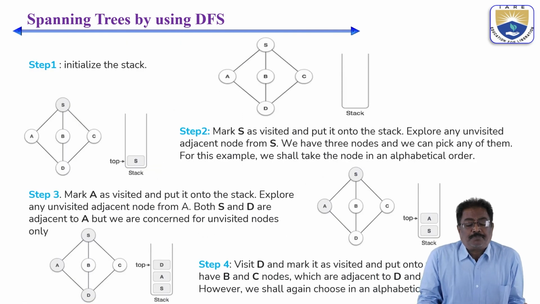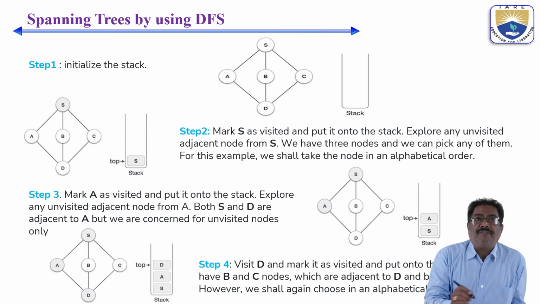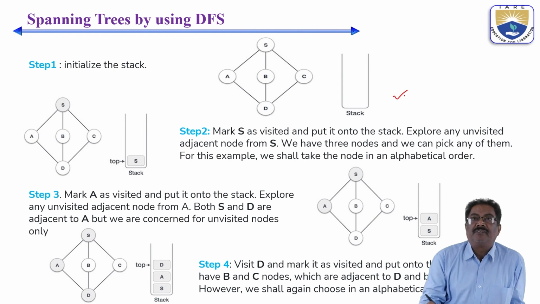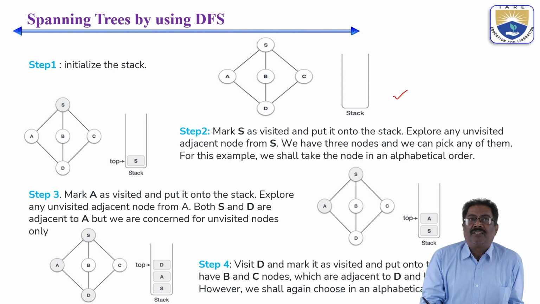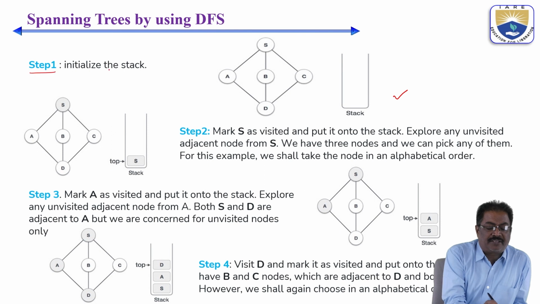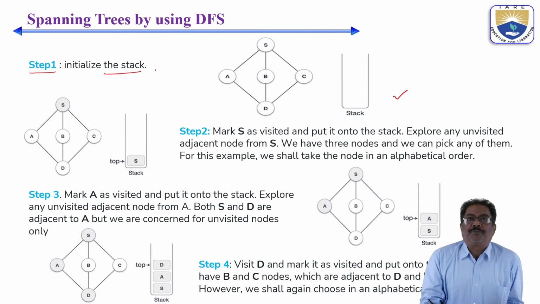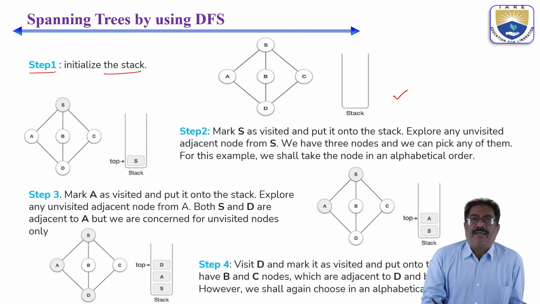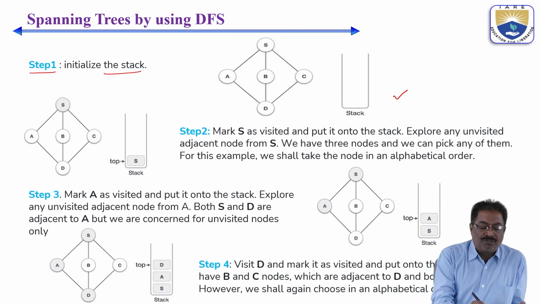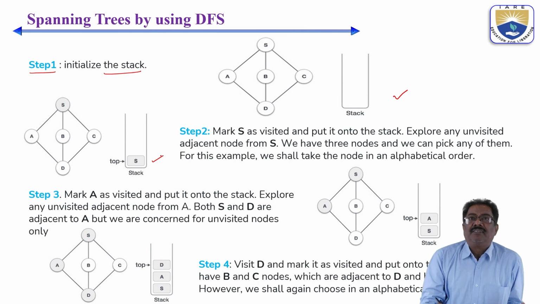Now let us say this is the given graph and we are going to initialize this stack. Step 1 is to initialize this stack. Then step 2, we have to consider any node from where we are going to start. So that node we put into the stack. Mark S as visited and put it onto the stack.